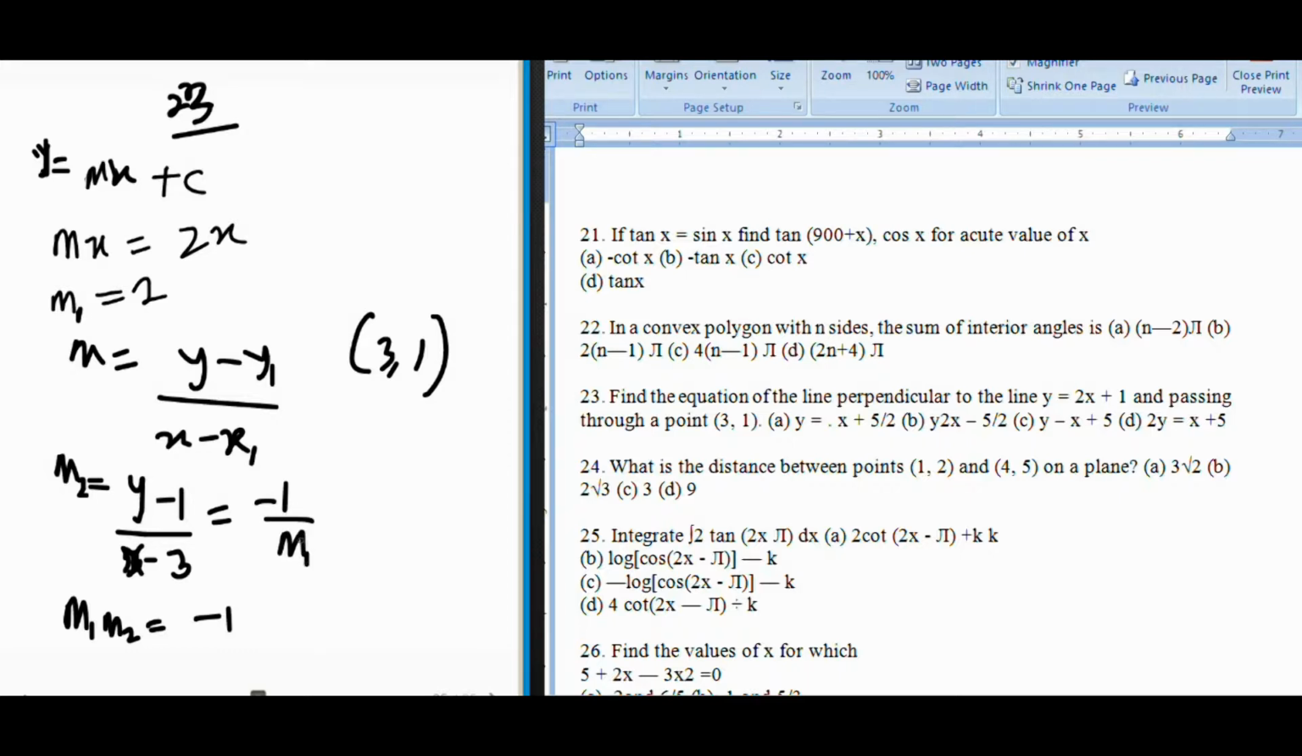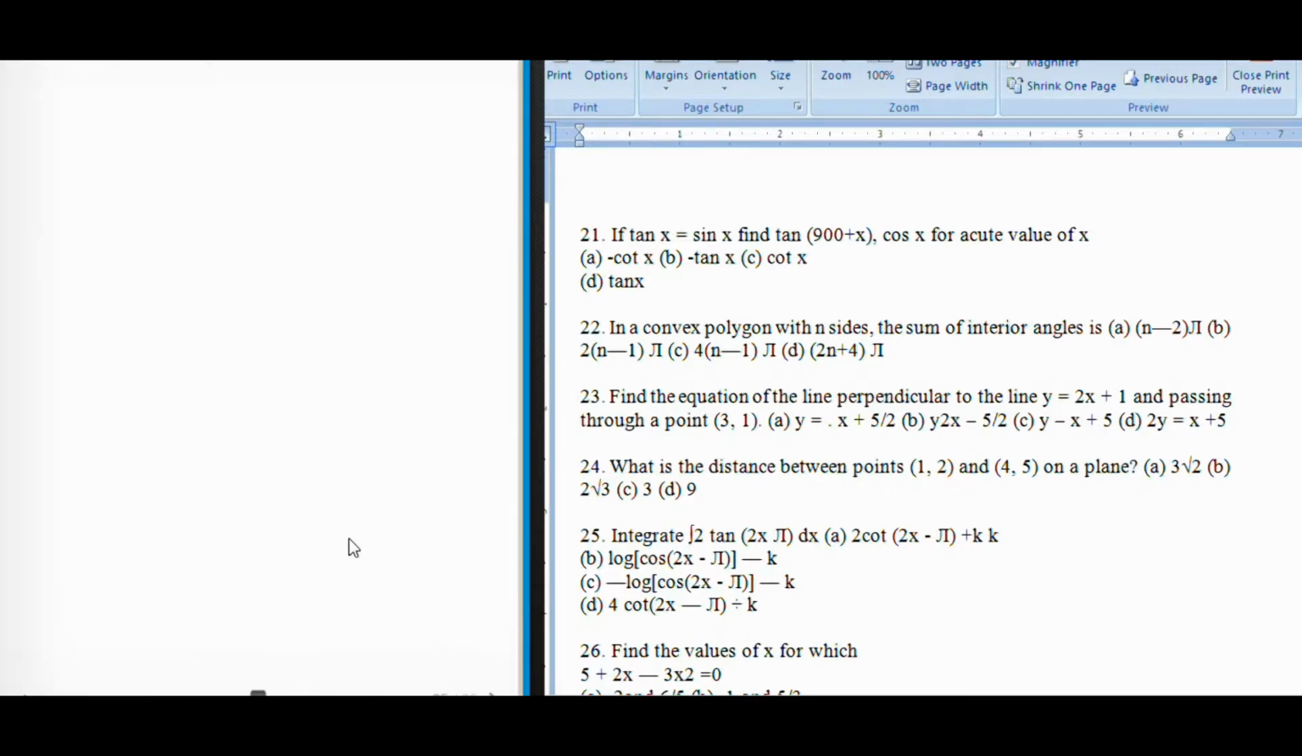Now, what is our m2? It is (y minus 1) over (x minus 3). That will be equal to minus 1 over m1. What's our m1? 2, which means minus 1 over 2. Then we can cross multiply. If we cross multiply, you have 2y minus 2 equal to minus x plus 3. Collecting the like terms, you have 2y plus x equal to 3 plus 2, because the minus 2 will go to that side as a plus 2, which means 2y plus x will be equal to 5.